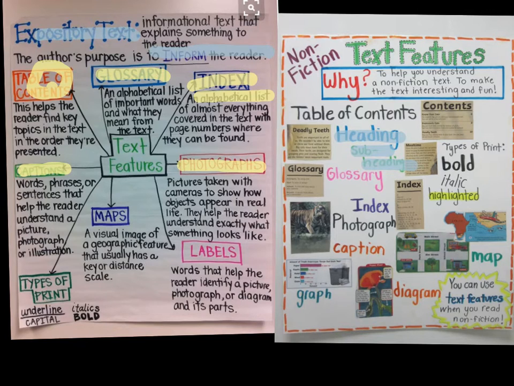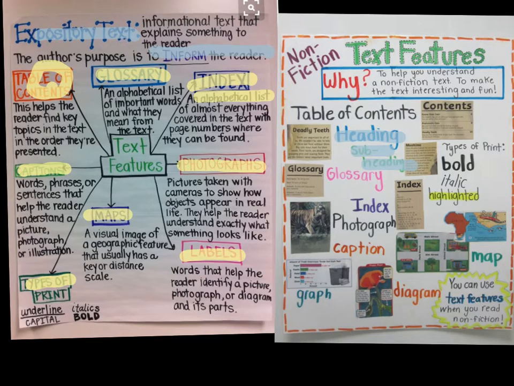In most nonfiction texts, you're going to have some kind of labels to help you understand what's going on the page. In a text that's more like a social studies or a history book, you might find maps to help you understand the location that you're reading about.